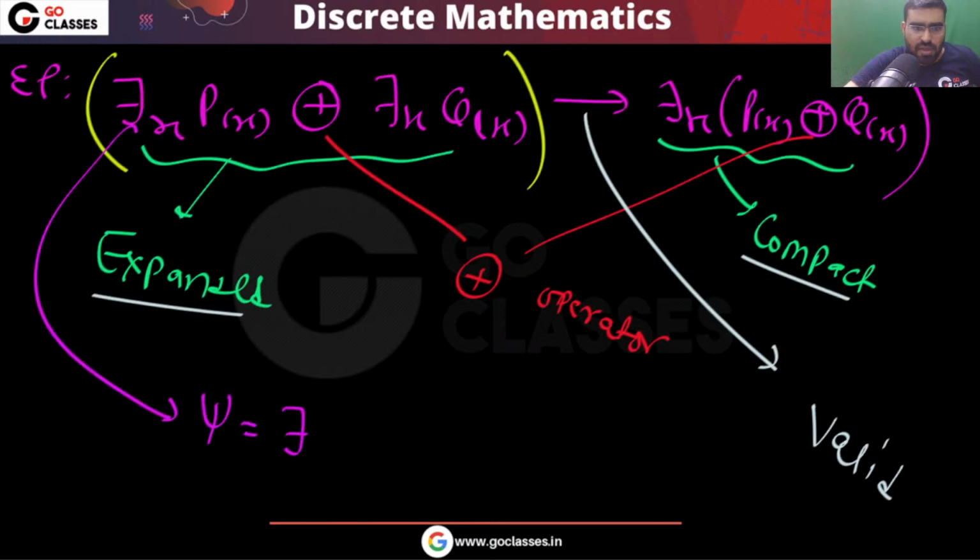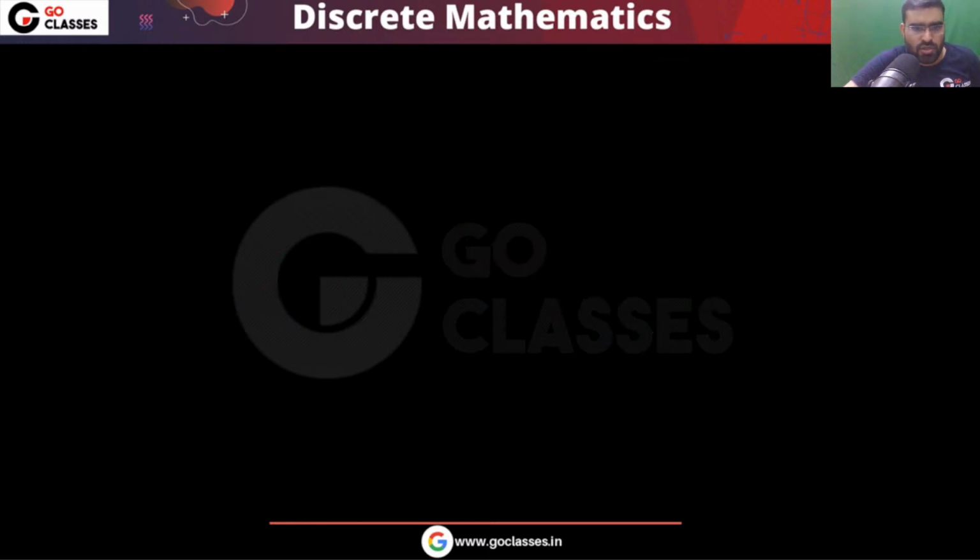This is valid. In the same question, if I do this, this will be invalid. In the same question, if I do this, this will be valid. This also will be invalid. Okay, so like this, you can use this table.